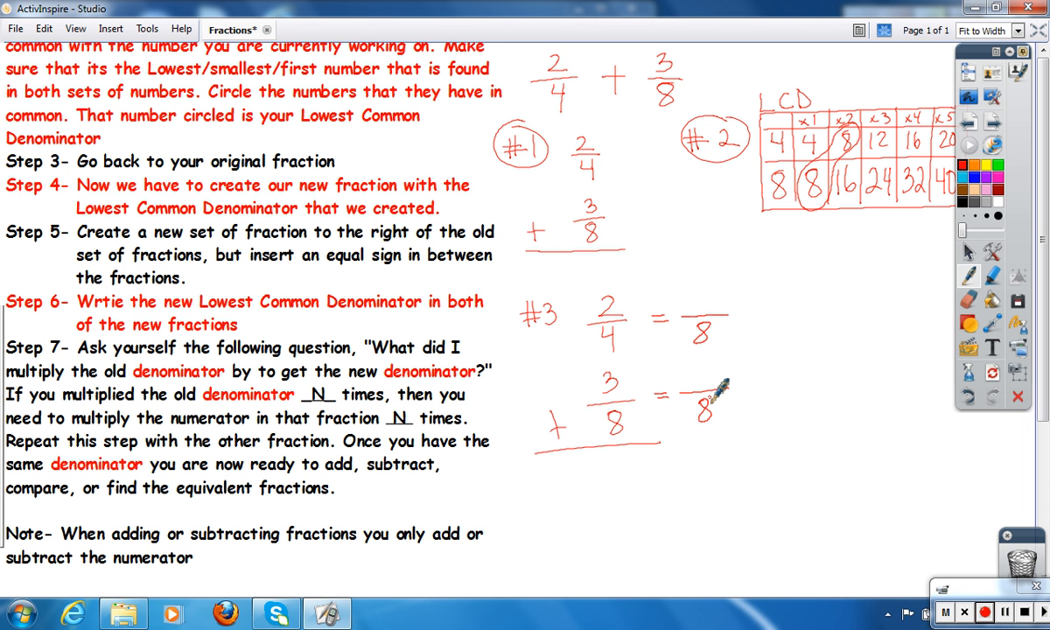Now, I'm going back to 2/4. How did I go from 4 to 8? Skip counting by what? 2. So I multiplied by 2, right? I'm going to put this in parentheses just so that we don't get confused.